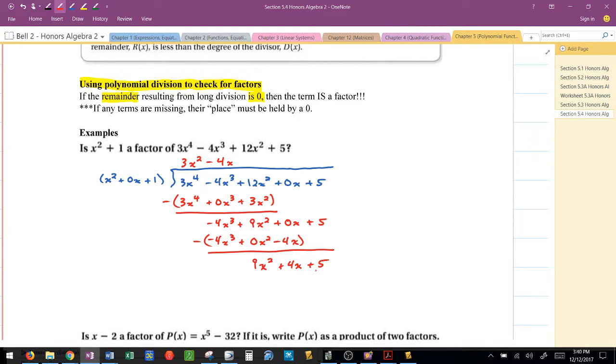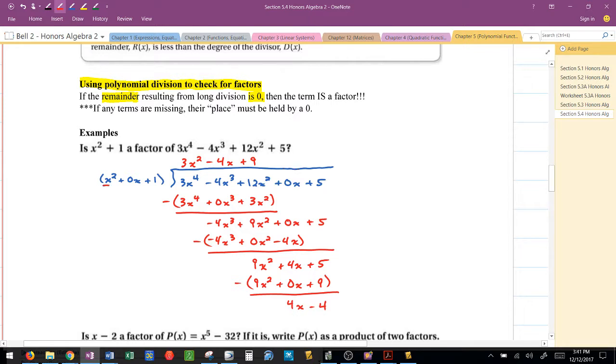All right? What times x squared gives me 9x squared? Well, that would be a positive 9. 9 times x squared is 9x squared. All right? 9 times 0x is 0x. 9 times 1 is 9. I subtract that away, and I'm left with 4x minus 4.